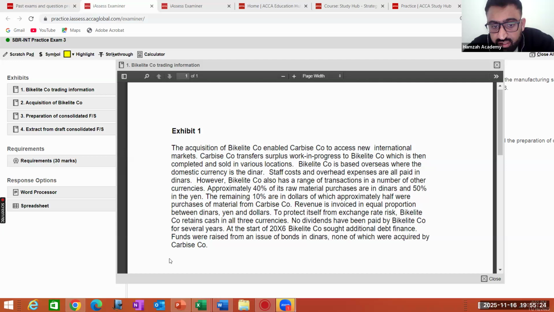But in terms of financing, when they need financing, they raise their funds in dinar. That is a secondary factor. And all their staff costs and overhead expenses are paid in dinar. So the significant portion indicating, out of the primary and secondary factors, especially the secondary factor regarding the financing need, is that when they need finance, they raise the funds in dinar. This is indicating that the dinar should be the functional currency of the bike light company. Dinar should be the functional currency of the bike light company.